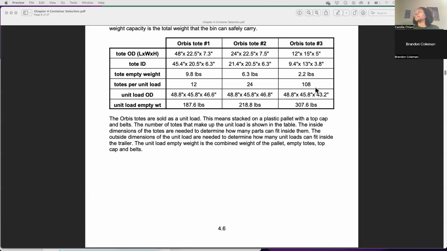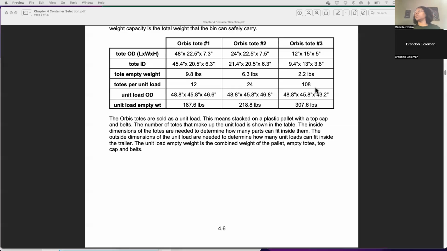Let's say you have 5 pounds of product in each one. Okay, so that's 540 pounds of product for the unit load of the parts, just the parts alone, because you have 108 of these totes, and you have 5 pounds of parts per tote. So now you're at 540 pounds. You know how much your material, your product that you're shipping, your parts weigh.